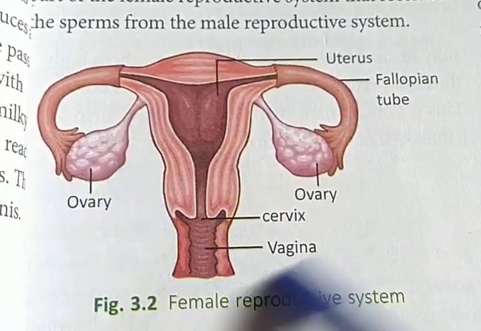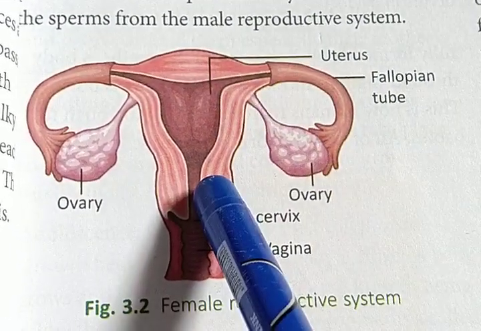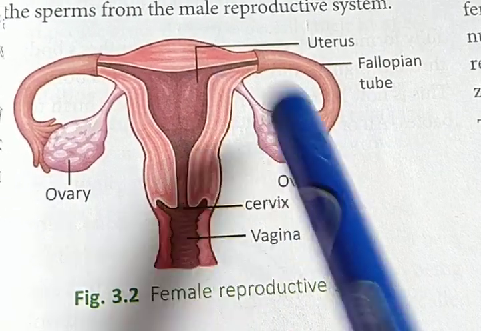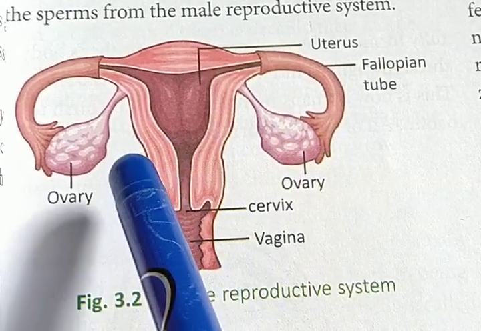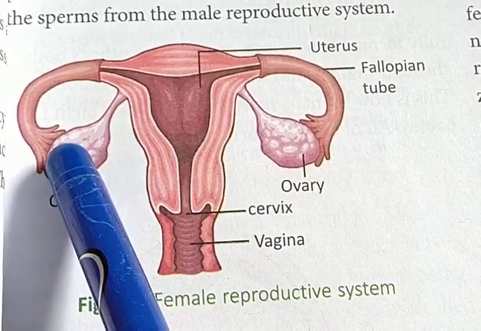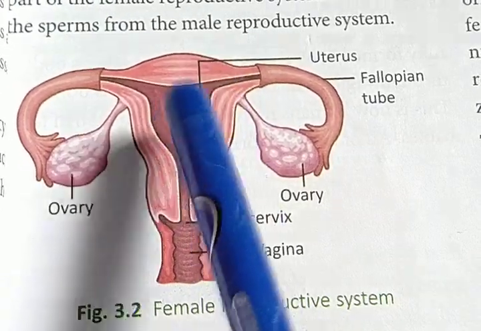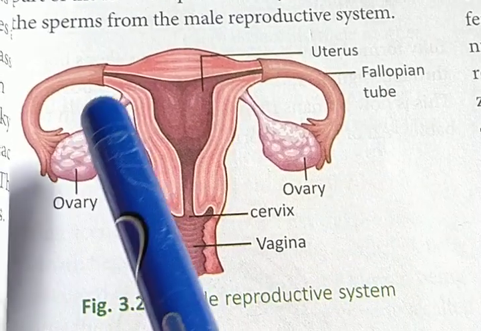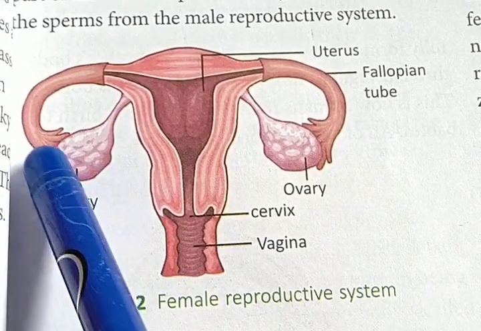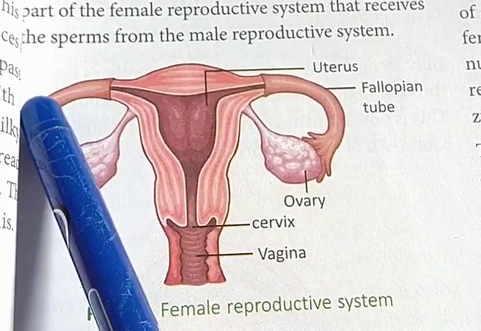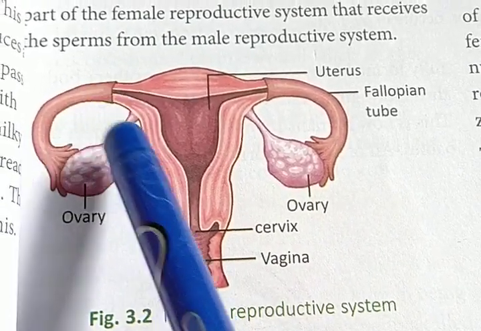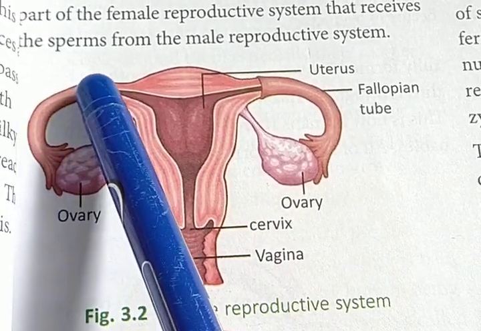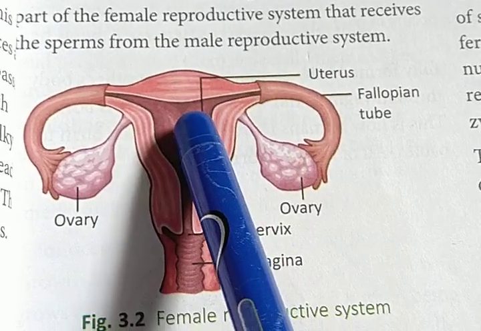So what are the male and female reproductive systems? Look at the figure once again. Basically, these are one pair of ovaries. The ovaries are situated in the abdominal cavity on both sides of the uterus. This is the uterus. Again, ovaries are oval in shape and their size looks like an almond, and each is attached to a funnel-shaped structure known as the oviduct or fallopian tube. When the ovary releases the ovum, it goes into the fallopian tube and reaches the inner lining of the uterus.